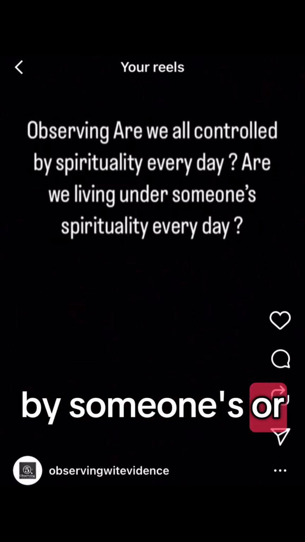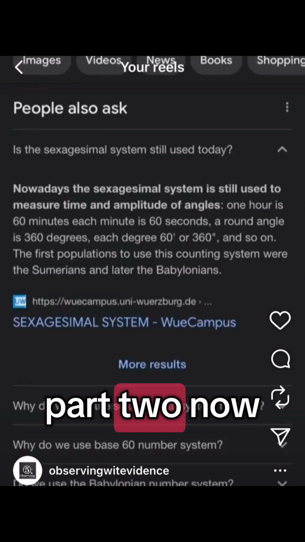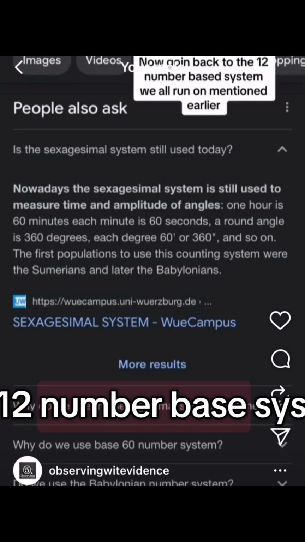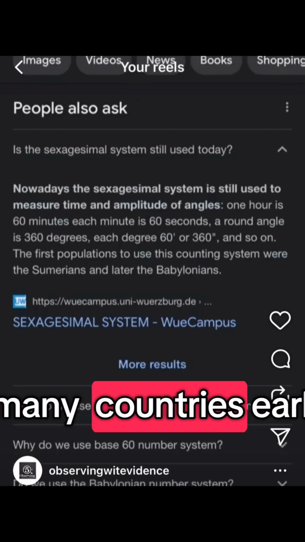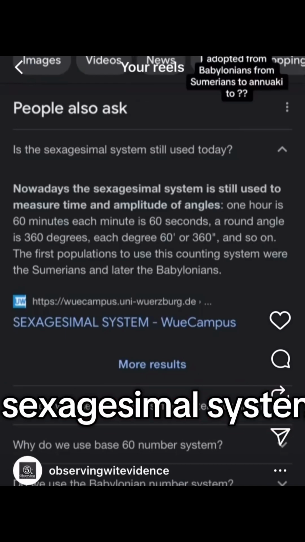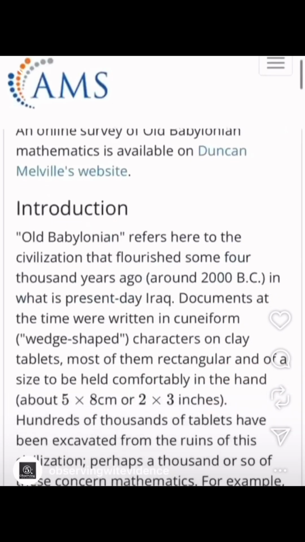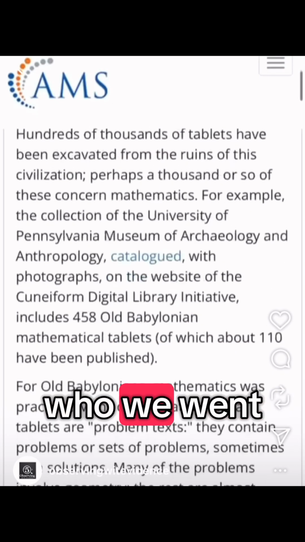by someone's or general spirituality belief part 2. Now going back to the 12 number base system that we all work on in many countries earlier, it starts at a sexagesimal system. A system adopted from the rabbit hole we went through earlier.